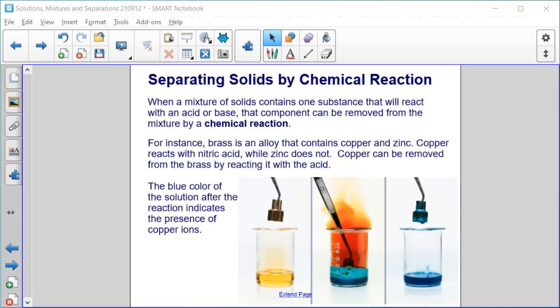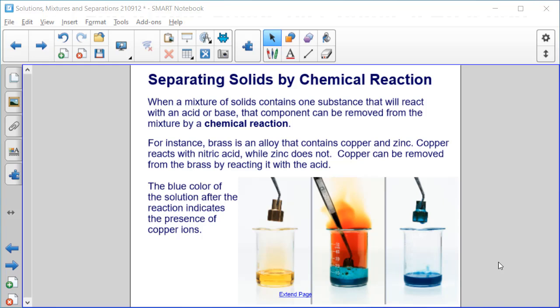All right, let's discuss how we might separate solids by chemical reaction. When a mixture of solids contains one substance that will react with an acid or base, that component can be removed from the mixture by a chemical reaction. For instance, we've talked about brass before. It's an alloy that contains copper and zinc. Copper reacts with nitric acid while zinc does not. So the copper can be removed from the brass by reacting it with the acid.